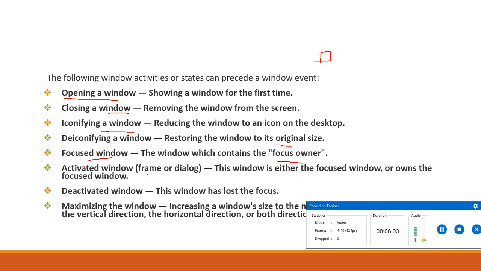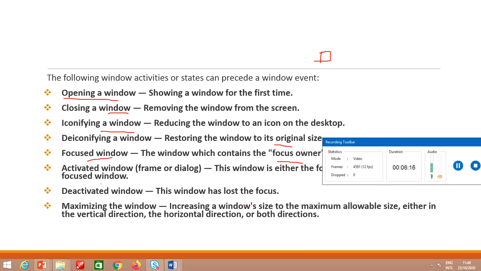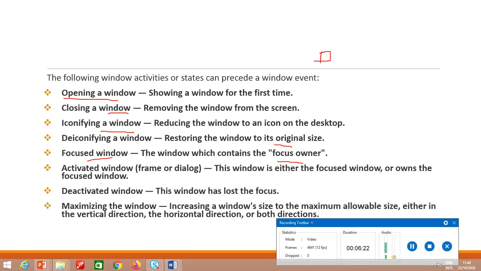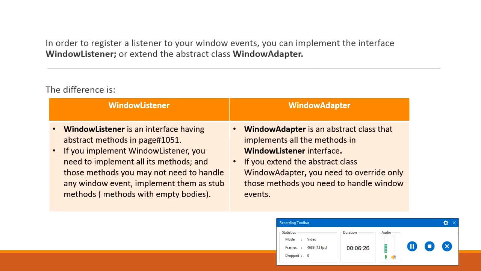Activated window, it can be a frame or dialog. This window is either the focused or owns the focused window. Deactivated, this has lost the focus. And maximizing the window, it increases the window size to the maximum allowable size, either in the horizontal or in the vertical direction or in both directions. Alright, so these are the window states or the events.